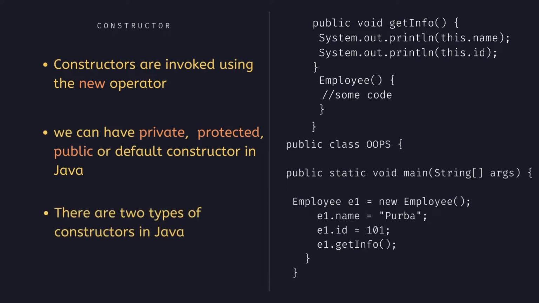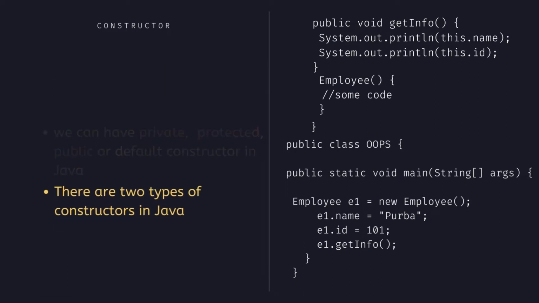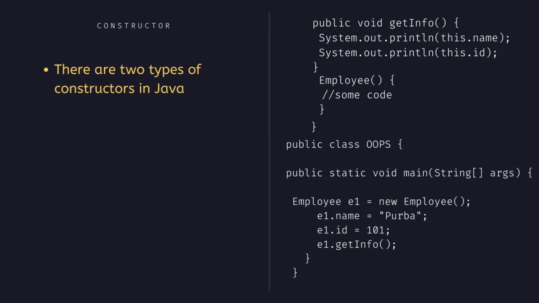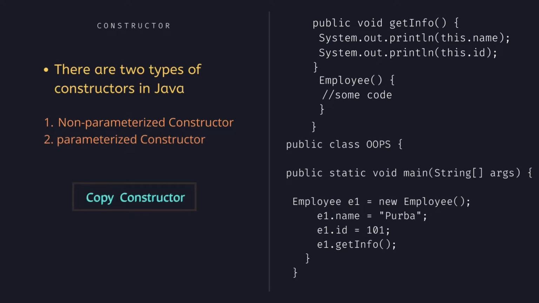There are two types of constructor in Java: default constructor or non-parameterized constructor and parameterized constructor. Moreover, we can create copy constructor in Java by copying the values from one object to another. We will discuss in details about copy constructor sometime later.